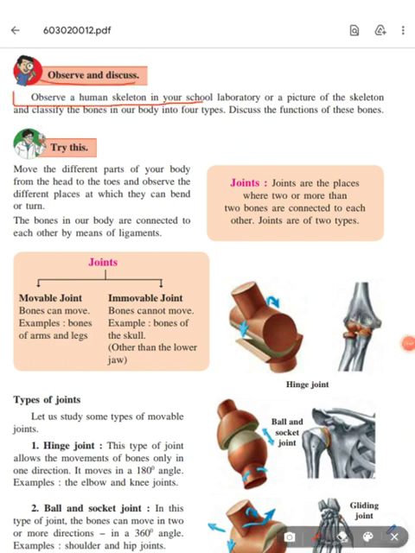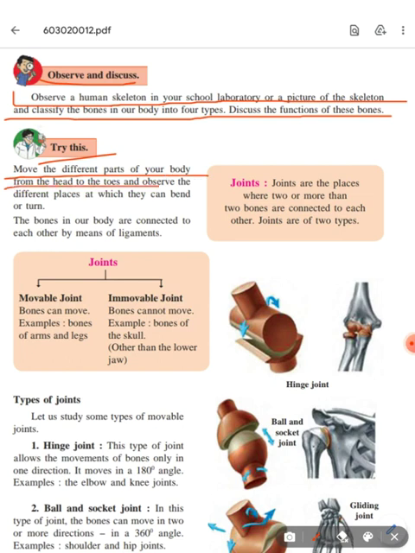Observe and discuss. Observe the human skeleton in your school laboratory or a picture of a skeleton and classify the bones in our body into four types. Discuss the functions of these bones. Try this: move the different parts of your body from head to toes. Observe the different places at which they can bend or turn.